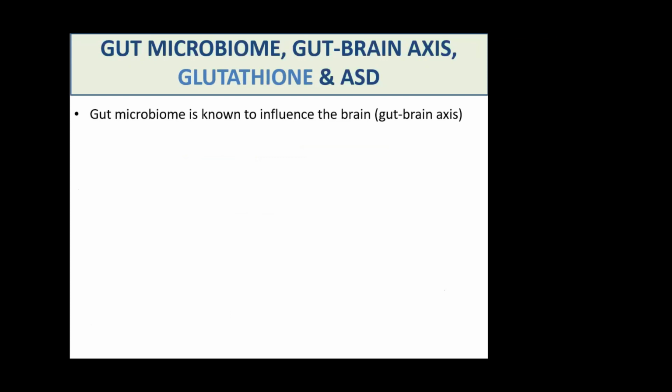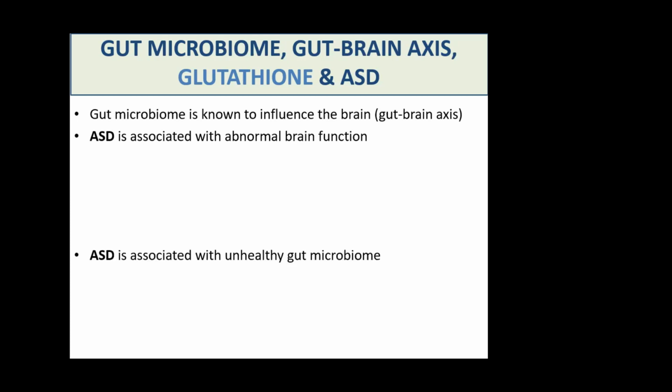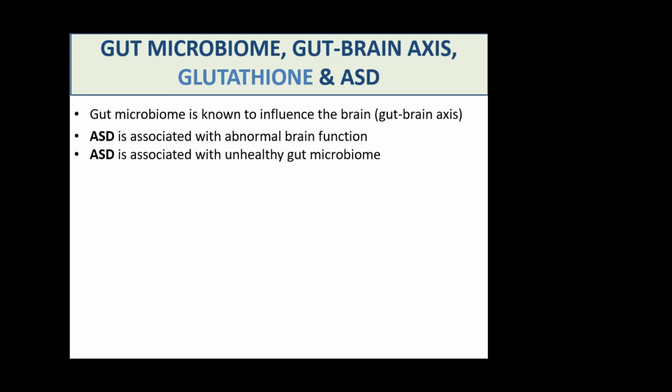Then we move on to the role of the gut microbiome, the gut-brain axis, and the role of glutathione in all this. The gut microbiome, the totality of the gut bacteria and other gut microbes, is known to influence the brain through the gut-brain axis. ASD, autism spectrum disorder, is associated with abnormal brain function. ASD is also associated with an unhealthy gut microbiome.